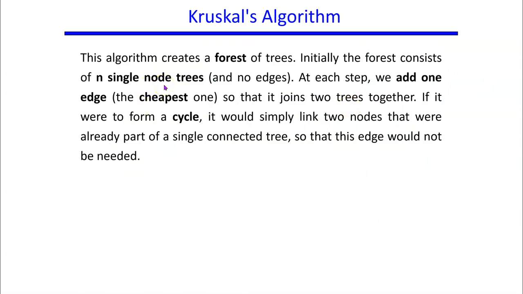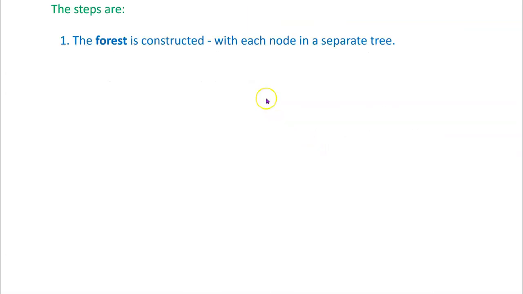Kruskal's algorithm is a little different. It creates a forest of trees. Initially, the forest consists of n single node trees and no edges. At each step, we add one edge, the cheapest one, so that it joins two trees together. If it were to form a cycle, it would simply link two nodes that were already part of a single connected tree, so that this edge wouldn't be needed.